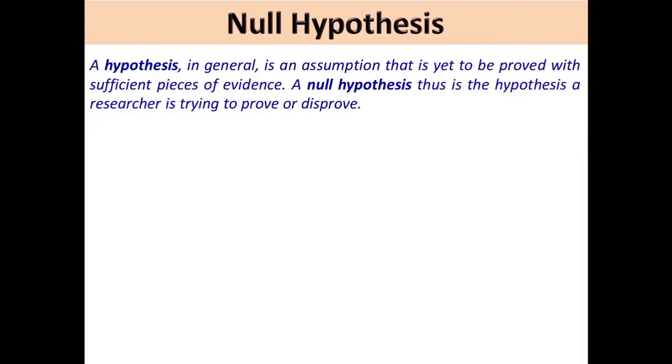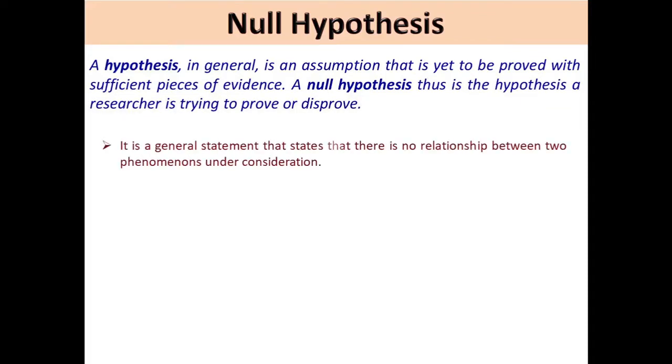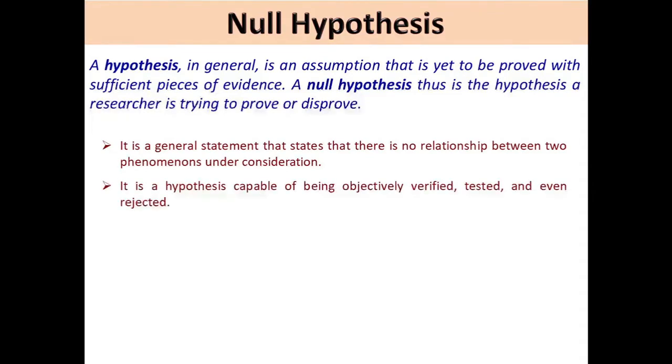A null hypothesis, therefore, is a hypothesis a researcher is trying to prove or disprove. We can define the null hypothesis in various ways, such as: the null hypothesis is a general statement that states that there is no relationship between two phenomena under consideration, or that there is no association between two groups. Or in other words, we can define a null hypothesis as a hypothesis capable of being objectively verified, tested, and even rejected. The null hypothesis should always be a specific hypothesis.